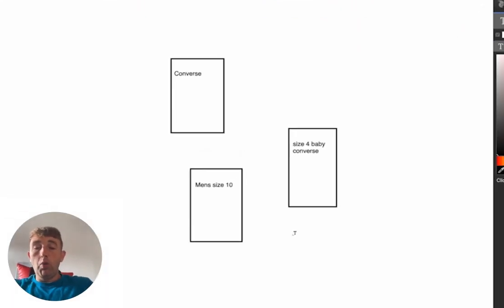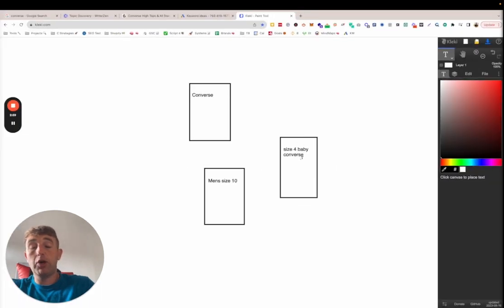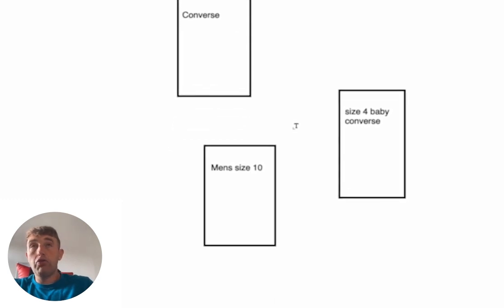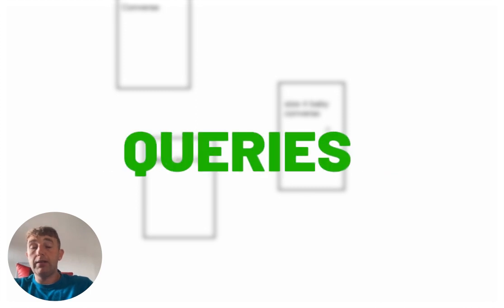Okay, so what you'll notice here, there's two different intents. Men's size 10 Converse, I've been lazy not filled it all out, and size 4 baby Converse. The two different intents of what people are searching for. So Google knows that is a different intent and that is a different intent. So when you're building out your strategy, you need to look at segmenting the different intents and looking at the queries. So Converse is your broad keyword, and then you group your queries off that. These are not keywords, they're queries. There's a difference with them.